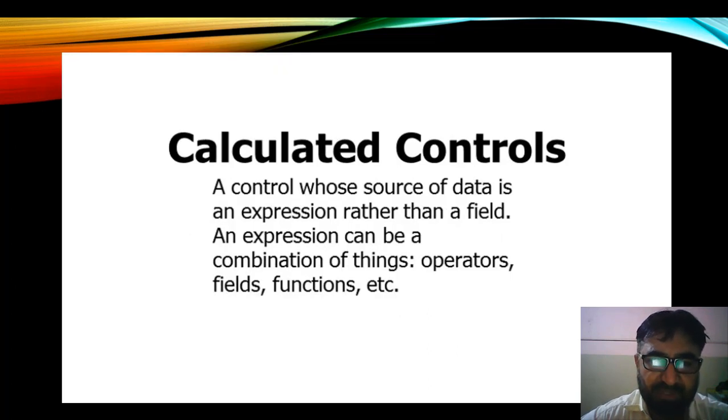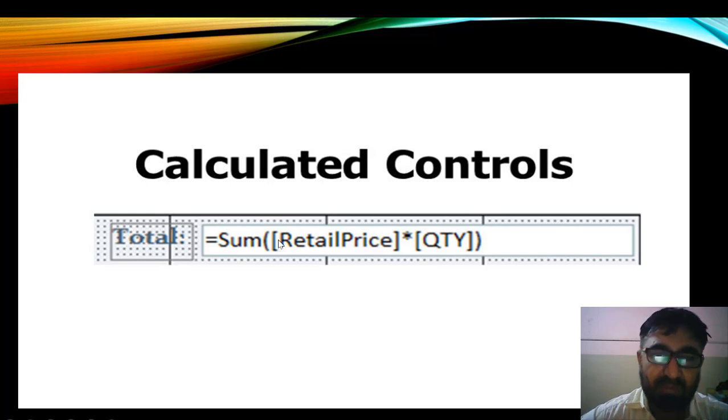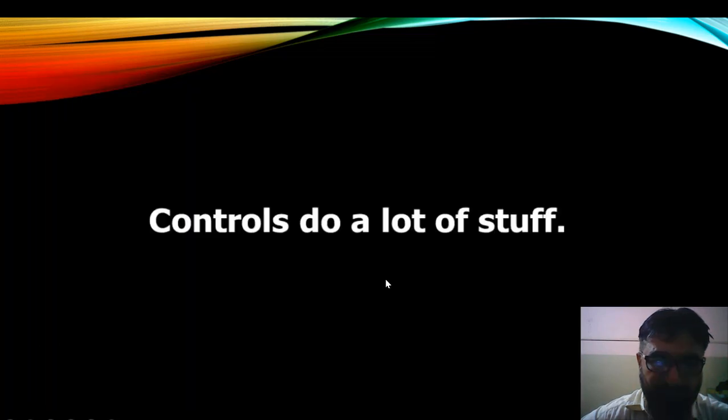Calculated controls are controls whose source of data is an expression rather than a field. An expression can be a combination of things: operators, fields, functions, etc. Look at this. A calculated control can be seen like this. It is a control which is inserted in the form, and then in that control this formula is inserted. So this is a calculated control. Controls do a lot of stuff.